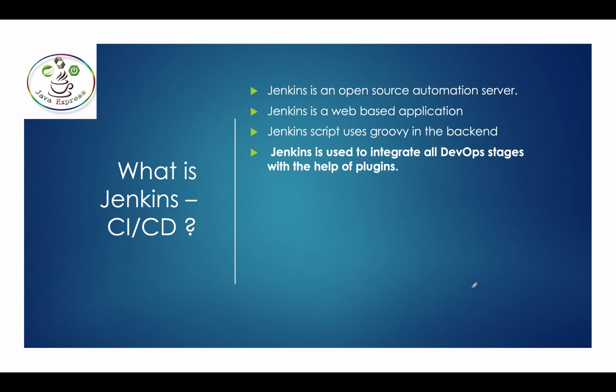Jenkins is used to integrate all DevOps stages with the help of plugins. Exactly, whatever the operational team is doing, we can make it one build pipeline. So no need for any other guy to maintain these actions. Building, testing, reporting, everything we can do through the pipeline only. Okay, now there is continuous delivery. Before discussing continuous delivery, I will discuss continuous integration.